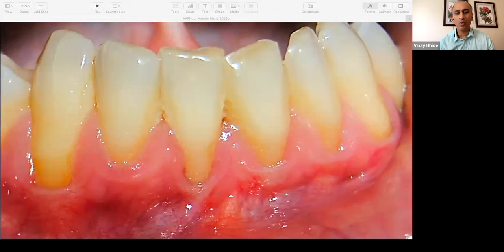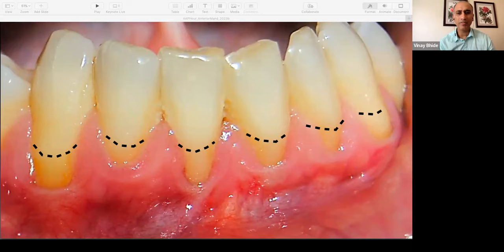Now, my apologies for the quality of this picture. I took this on a lesser quality camera. I think it was maybe even taken on my cell phone. But it's still clear enough that you can see the extent and severity of the recessions, the thin tissues, minimally attached gingiva. And here are the CEJs to give you a better visualization of the recession defects.